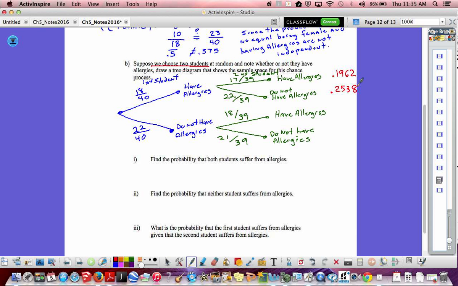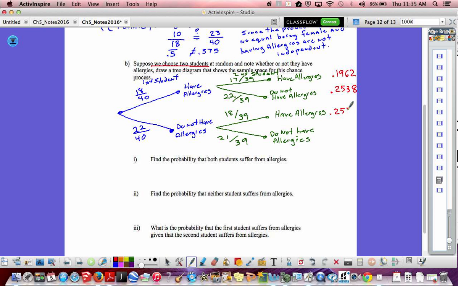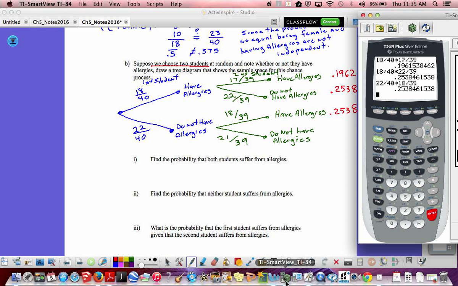Then calculate out the last two. Oops, I hit eraser. I wanted the calculator, funny. 22 divided by 40 times 18 divided by 39, 0.2538. And then the last one here, 22 divided by 40 times 21 divided by 39, 0.2962.